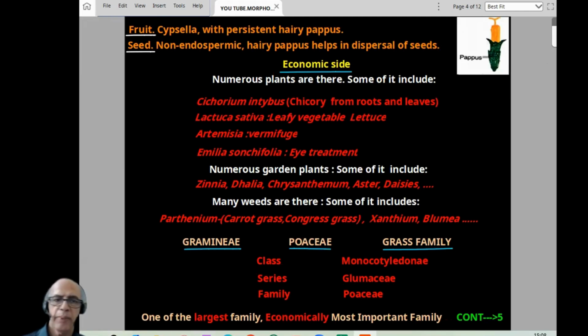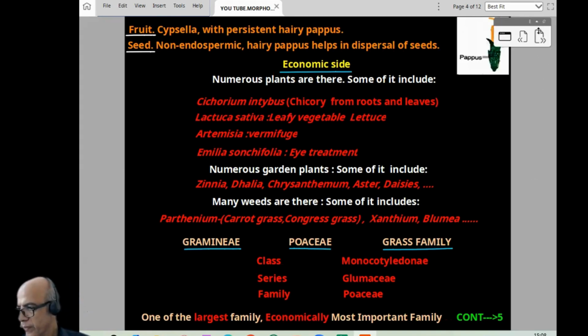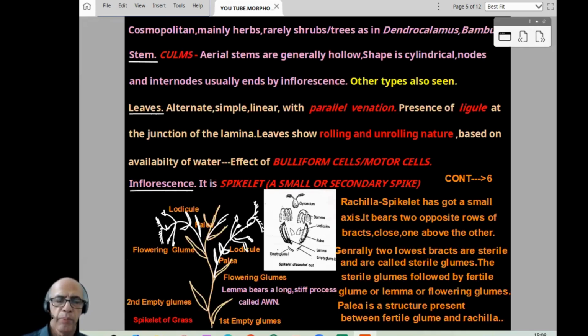Then we entered into Gramineae, Poaceae, most economically useful family. Grass family, study of grasses, agrostology, monocots, so features of monocots will be there. Then cosmopolitan, mainly herbs. Some tree forms will be Dendrocalamus and Bambusa. Aerial stems are generally hollow, shape is cylindrical, nodes and internodes, usually ending with inflorescence. Other types also seen. Leaves parallel venation, presence of ligule, then rolling and unrolling, bulliform cells or motor cells, rigidity and flaccidity.